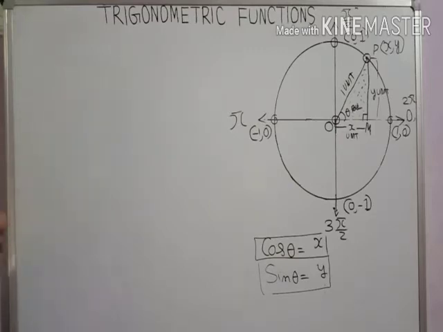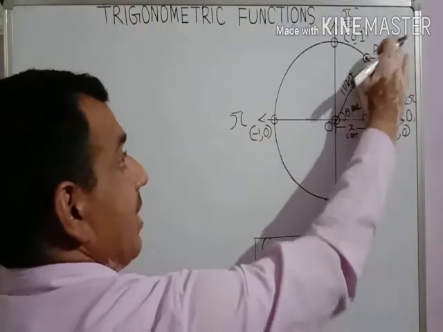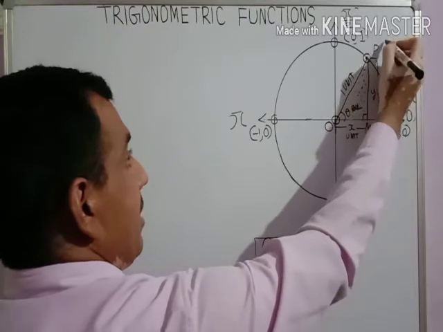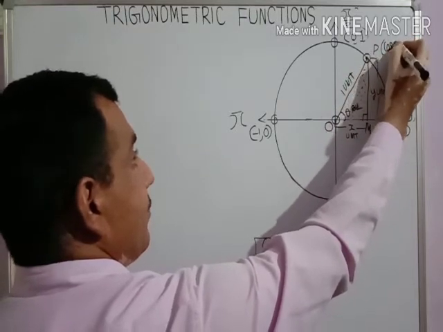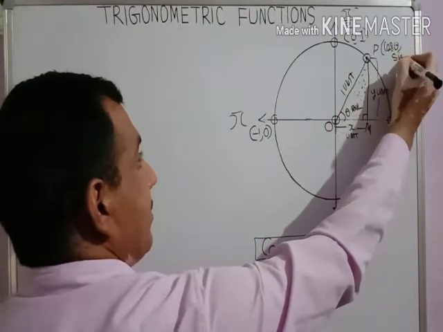What are the coordinates of point P? That is x comma y. If we replace with cos theta and sin theta, then we can say that the coordinates of P are cos theta comma sin theta.